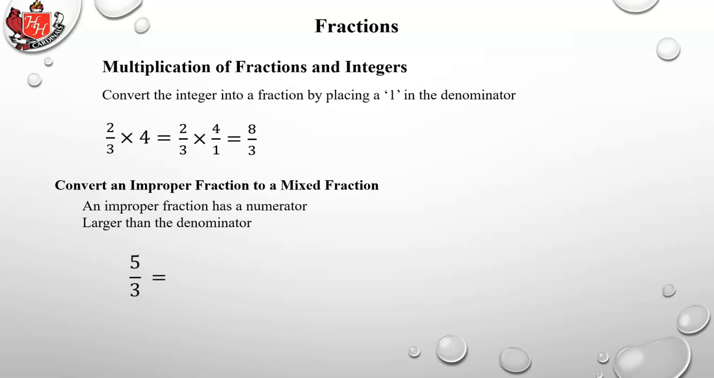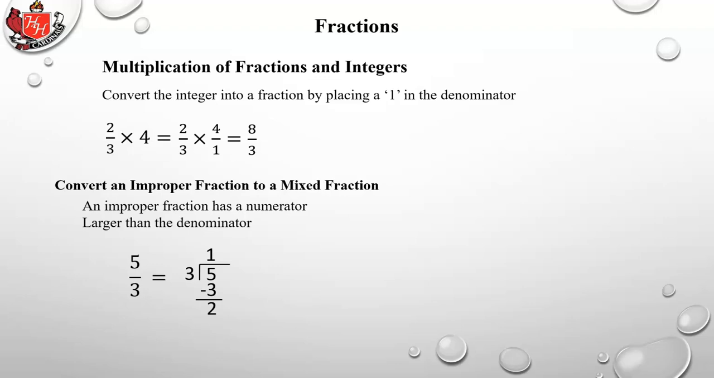So the way you convert it into a mixed fraction, which means it has an integer part and a fraction part, you do a simple division. 3 divided into 5 goes 1 time. 1 times 3 is 3, so you subtract that. 5 minus 3 is 2. So the 5, by the way, is called the dividend. The 3 on the outside of the bracket is called the divisor, and the 2 is called the remainder.